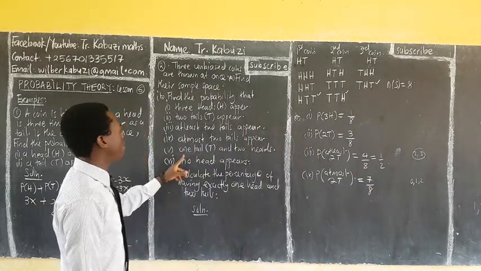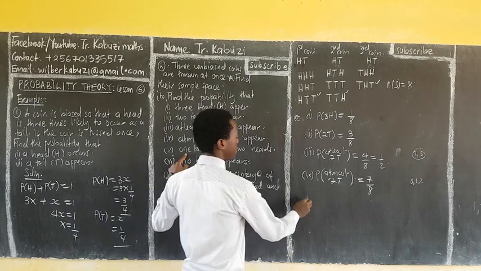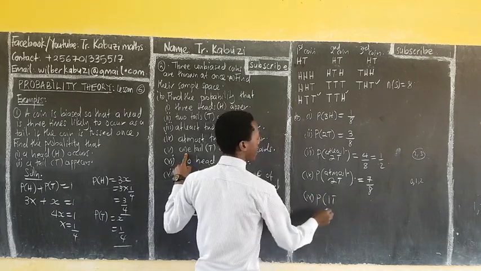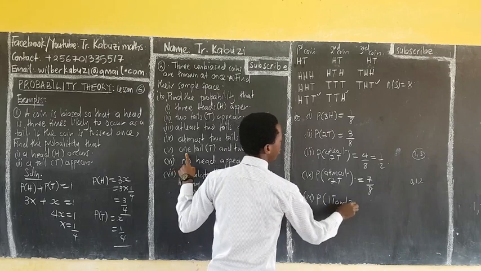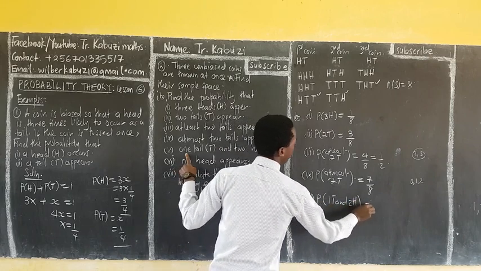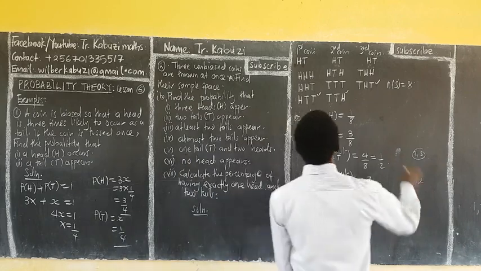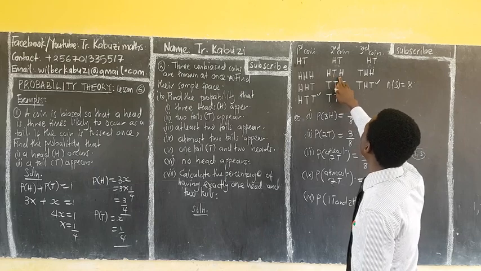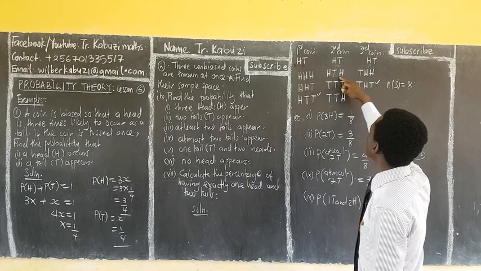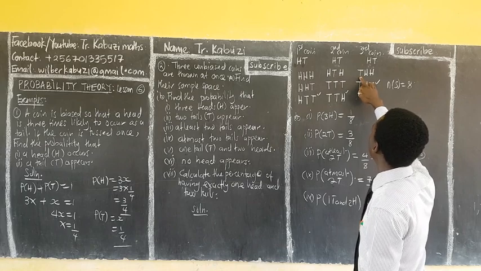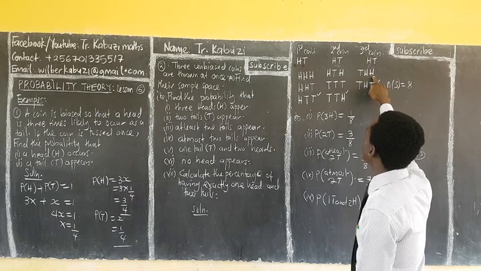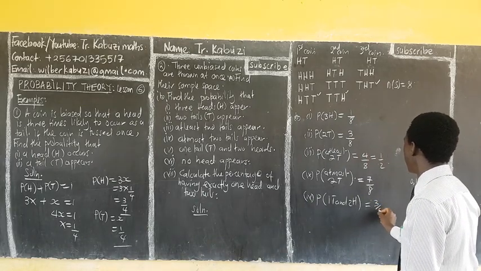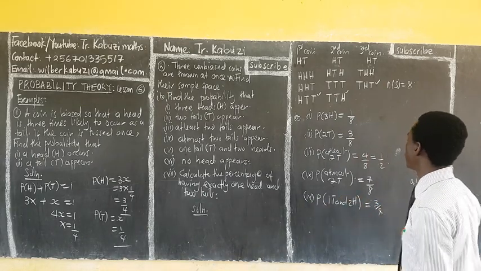Then number 5, 1 tail. Probability, 1 tail and 2 heads. Here, 1 tail and 2 heads, so that is 1. 1 tail and 2 heads, so that's 2. There, and this one, 1 tail and 2 heads, that's 3. So it's 3 over 8. 1 tail and 2 heads.